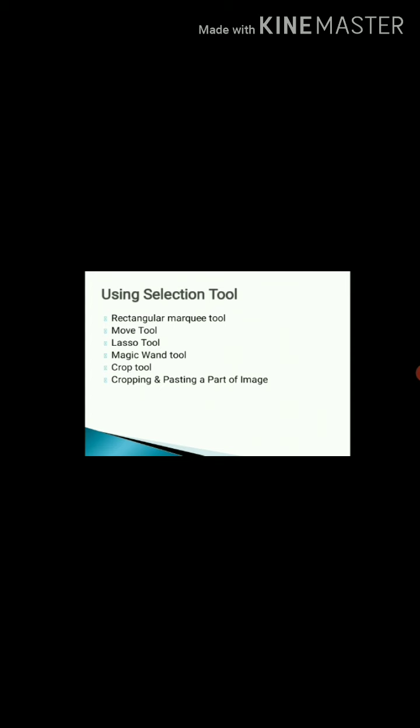First is rectangular marquee tool. Rectangular marquee tool allows the user to select rectangular, elliptical, single row or single column form. So you have to select the tool and drag over the image. Then the image portion is selected.